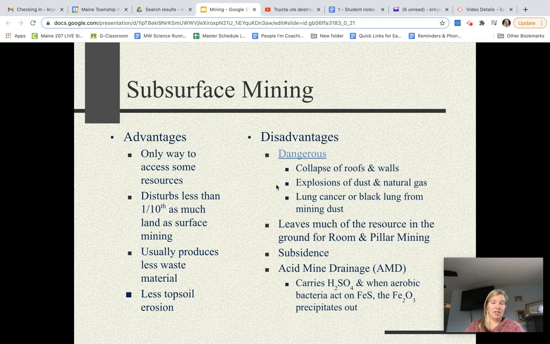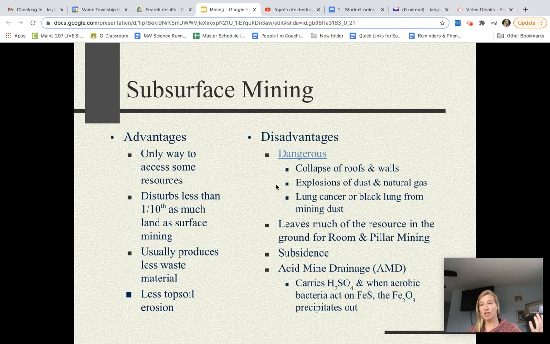Subsurface mining advantages: it's the only way to access some resources, it disturbs a lot less land than surface mining, it usually produces less waste material, and you often end up with less topsoil erosion because I'm not stripping away everything on the surface. Biggest disadvantage: it's way more dangerous. You can have the collapse of the roofs and the walls, and you'll hear things about miners getting trapped in mines.